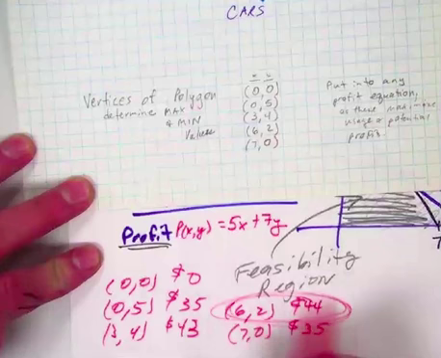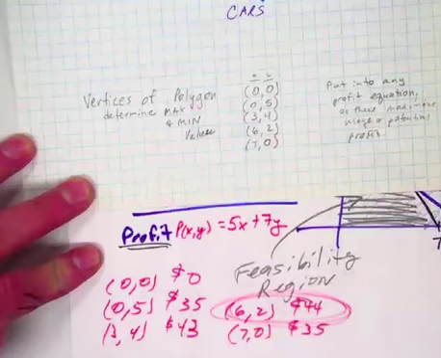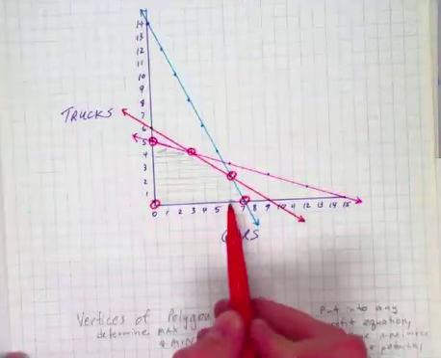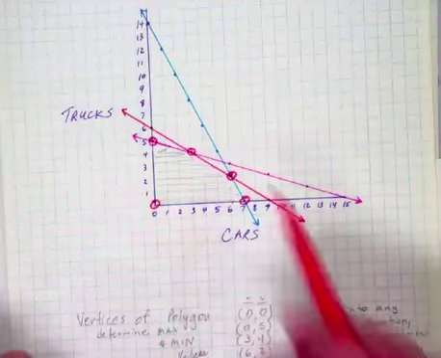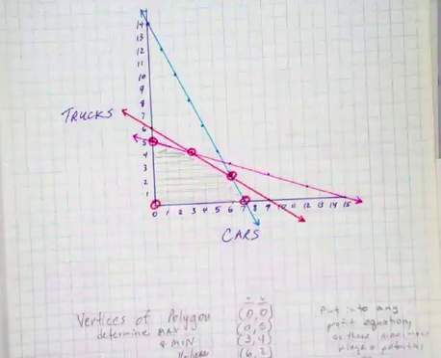So this is the best answer. 6, 2 gives you $44 profit. So that means if he builds 6 cars and 2 trucks, he's going to use all of his resources, or maximize the use of his resources, and he's going to make the most profit.